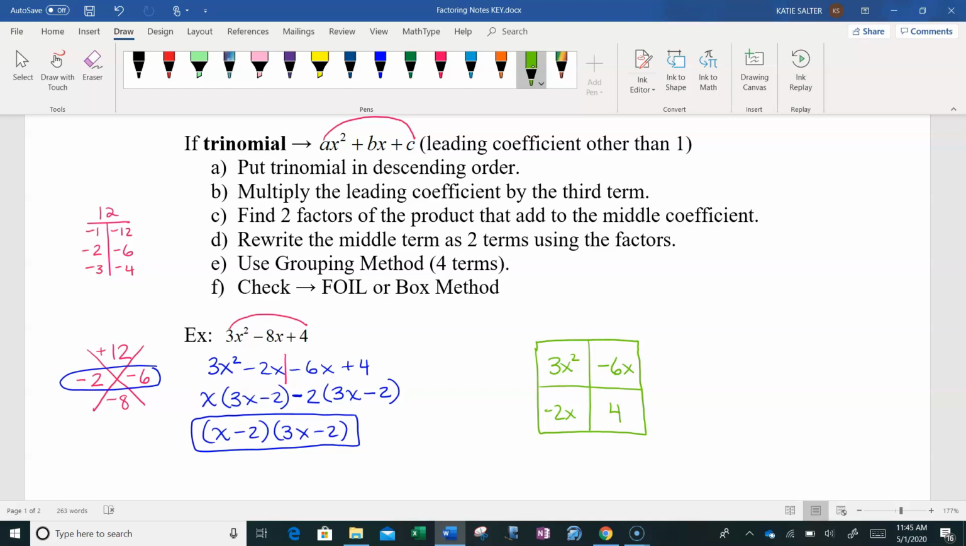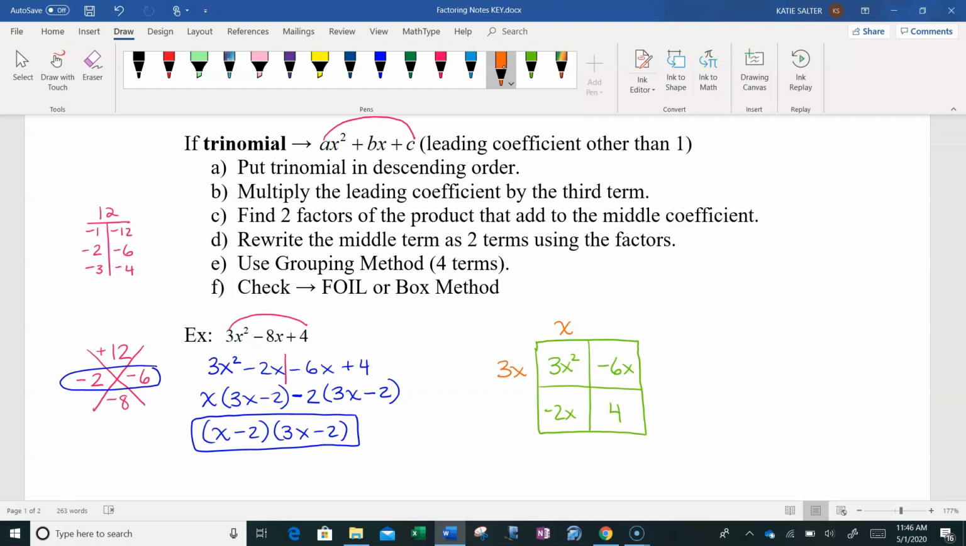So we'd ask ourselves, what does 3x squared and -6x have in common? I'm looking at this first top row here, and we can see that that would be 3x. All right, so if you then look at the first column here, what does 3x squared and -2x have in common? It would just be x. Plus, you can check yourself. 3x times x is what gave us that 3x squared.